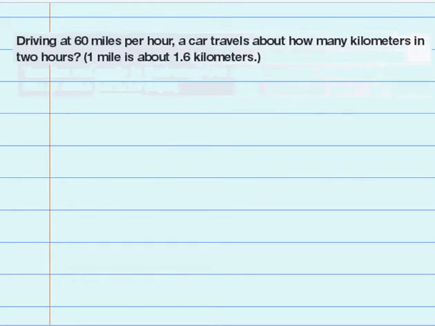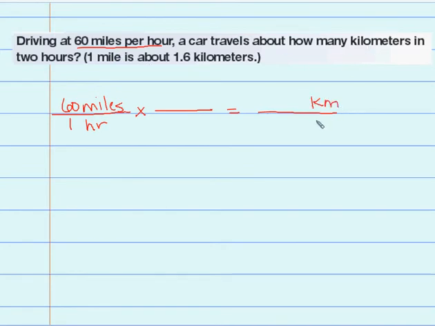Okay, one more problem. Driving at 60 miles per hour, a car travels about how many kilometers in 2 hours? And they tell you the conversion fact. So we're going to start with what we know. 60 miles, fraction bar means per, 1 hour. And I know it's 1 because it wasn't a number here. It's implied. Times a unit multiplier so that I get some number of kilometers per hour.